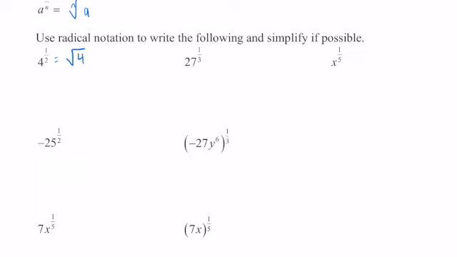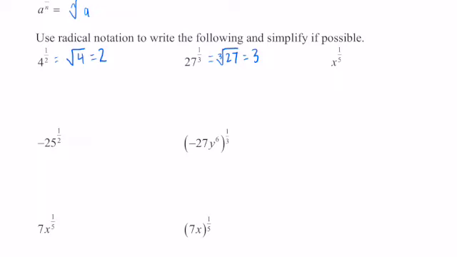Normally with a square root, we don't write a 2 as the index of the radical. A radical by itself is assumed to represent the square root. And the square root of 4 we could simplify to be 2. 27 raised to the 1/3 would be the cube root of 27. Notice it's not 27 times 1/3, it's 27 raised to the 1/3, which would be the cube root of 27. And the cube root of 27 is 3.